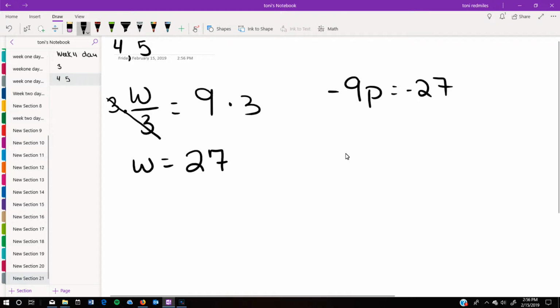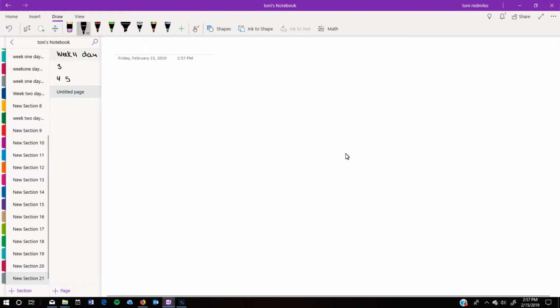All right, this one's close. So the negative 9 is multiplying the p. So to get rid of it, I have to divide it on both sides, leaving me on this side with just p. And on this side, 2 negatives make a positive. 9 goes in the 27 3 times. Halfway there. Number 6.